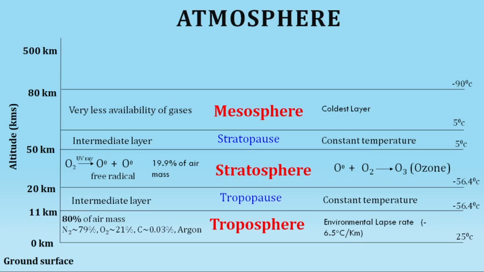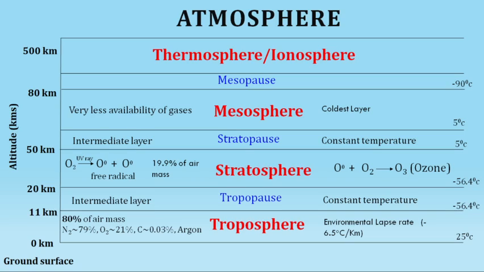So very less concentration of gases are present in mesosphere because 99.9% of air mass is present in troposphere and stratosphere. And because of this reason, this mesosphere is the coldest layer, or the temperature reaches very low in mesosphere, because there are no more gas molecules available to trap the sun rays. So above the mesosphere, we have next intermediate layer, which is known as mesopause, and the altitude of mesopause is 9 kilometers. And above it, the fourth major layer is known as thermosphere or ionosphere.